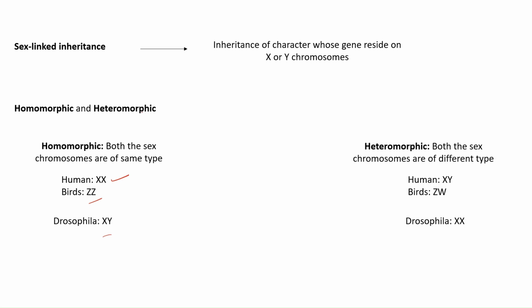Heteromorphic means both the sex chromosomes are of different type. For example, in humans, the male has XY, and in birds, ZW. So that means in humans and in birds, the females have the same sex chromosome, XX or ZZ, whereas males have different sex chromosomes, that is XY and ZW. Whereas the situation is reverse in case of Drosophila. In Drosophila, the females are heteromorphic and males are homomorphic.